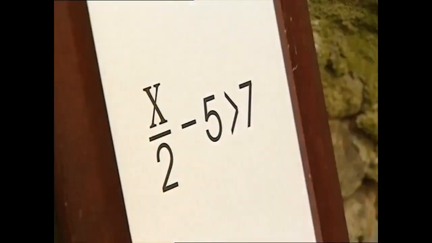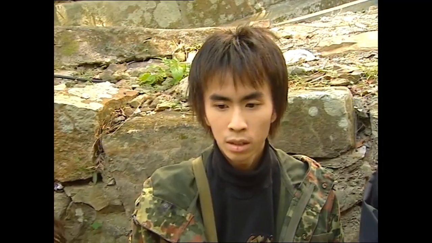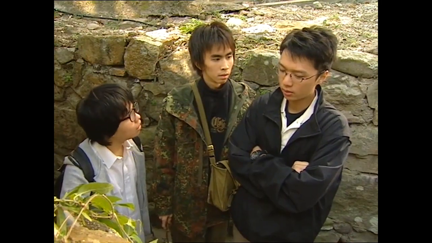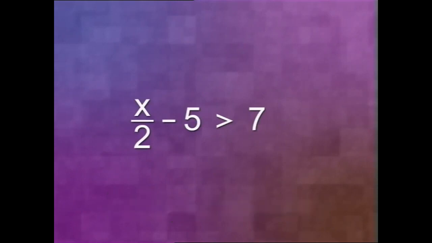x over 2 minus 5 is greater than 7. What does that mean? I've seen these before. It's a linear inequality in one unknown. In an inequality, if there's only one unknown and the index of it is 1, then it's a linear inequality in one unknown. Now, in order to solve this inequality, we first have to use the additive property.